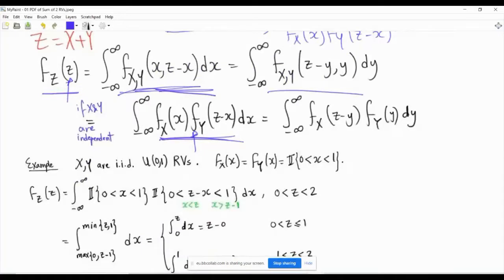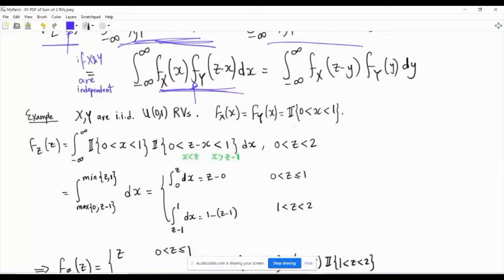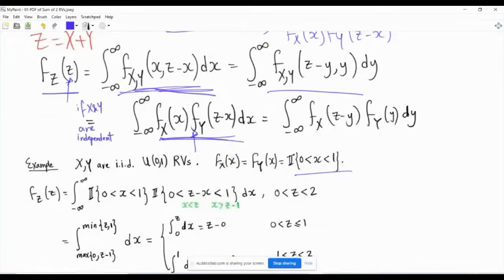Now let's take an example. Our two random variables are uniform 0, 1, and so basically their PDF is the indicator from 0 to 1, and we want to basically apply the formula. They are independent by the problem statement, and so we can apply this formula here.